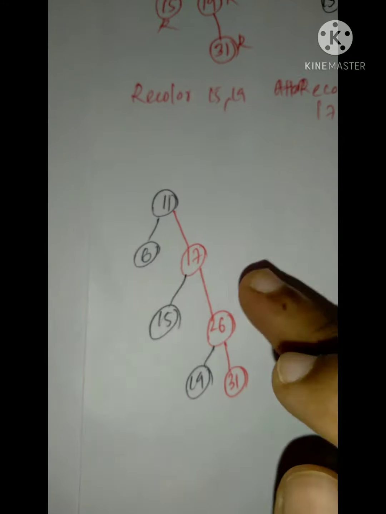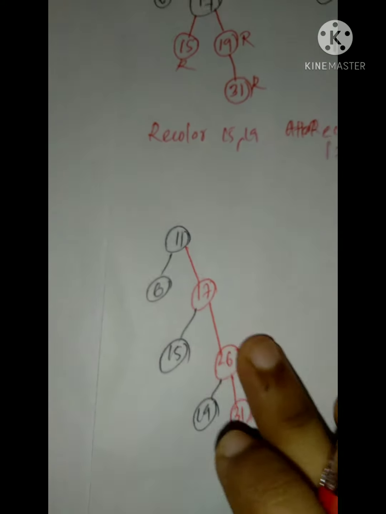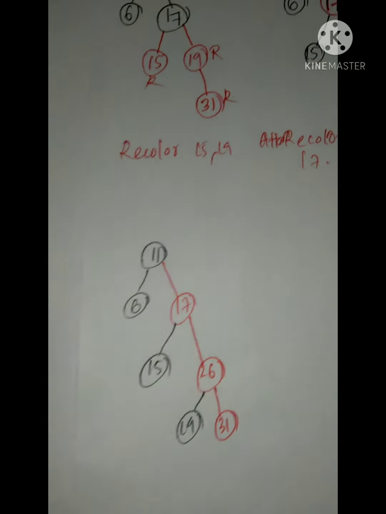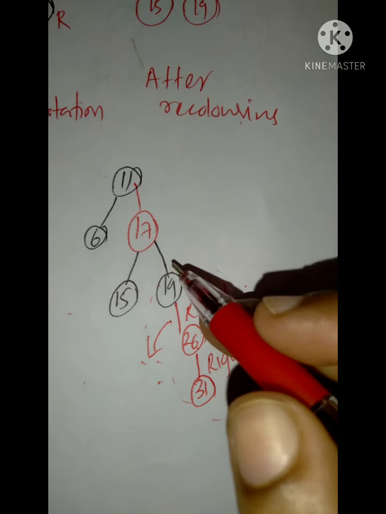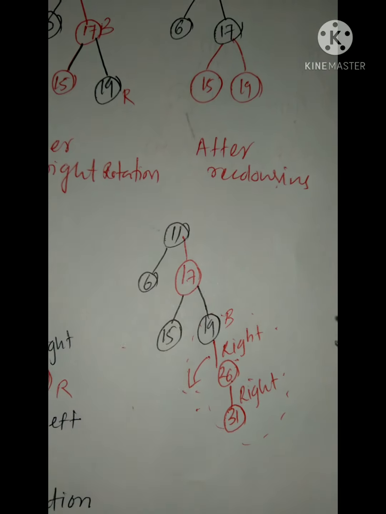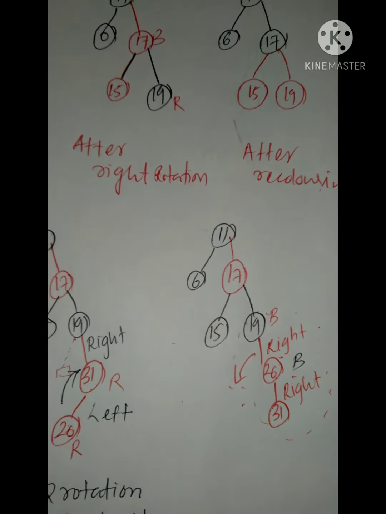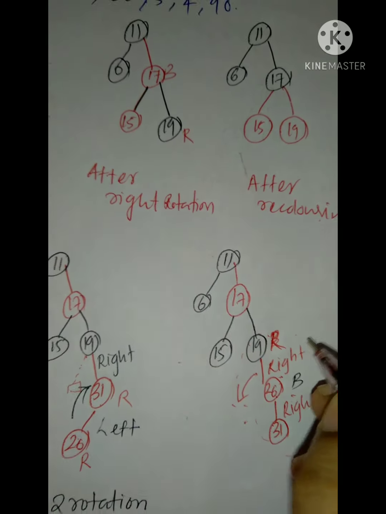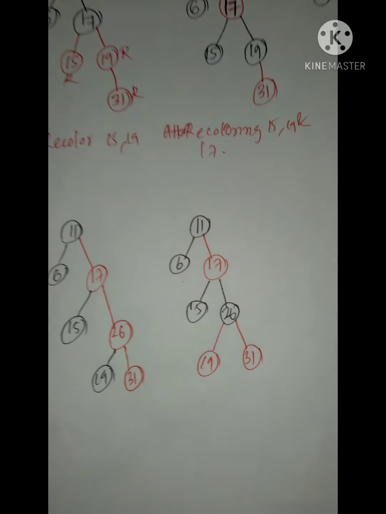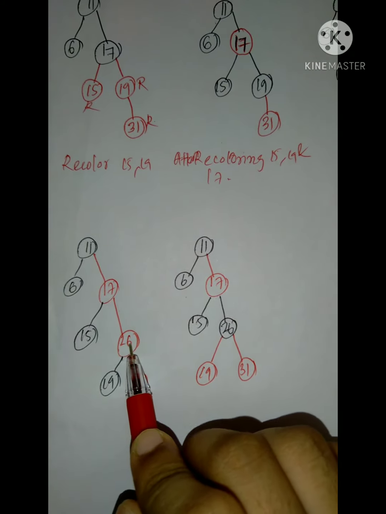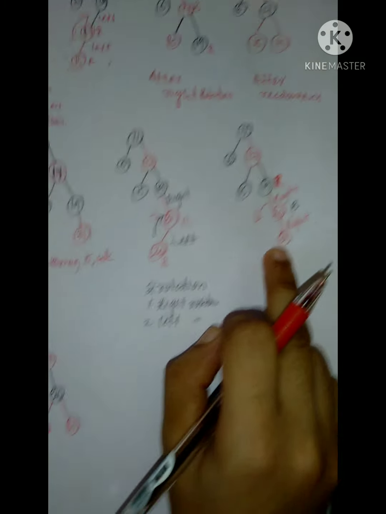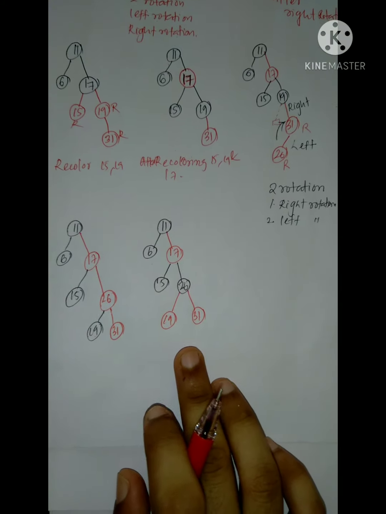When we perform the rotation, this will be the output. Then we want to recolor. We want to recolor 26 and 19. So 19 will become red and 26 becomes black. Okay, this will become red and this will become black. After recoloring 26 and 19, we will get this. This is obtained from this figure. Okay, you should remember that rule. Then we get this.